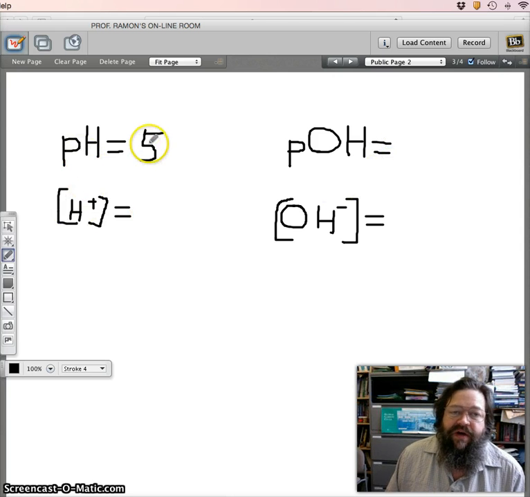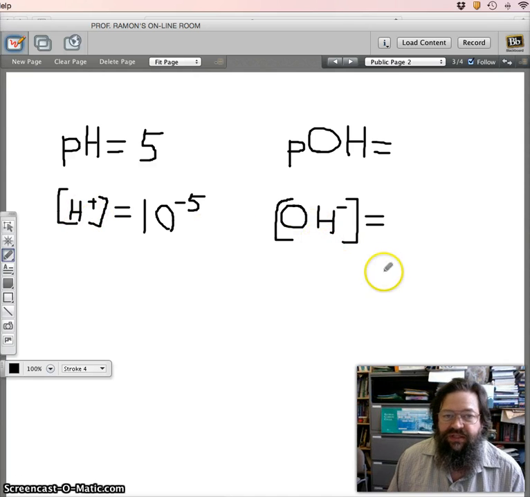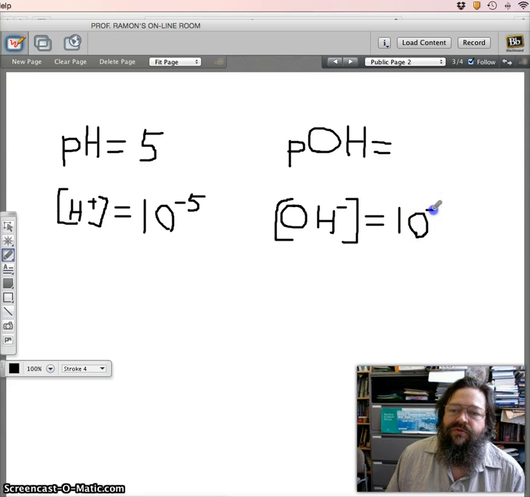So if the pH is 5, then that means the hydrogen ion concentration must be 10 to the negative 5 power. And since hydrogen times hydroxide has to equal 10 to the minus 14, then that means the hydroxide ion concentration will have to be 10 to the negative 9 power. Which means that the pOH, which is the negative log of the hydroxide ion concentration, is going to be 9.